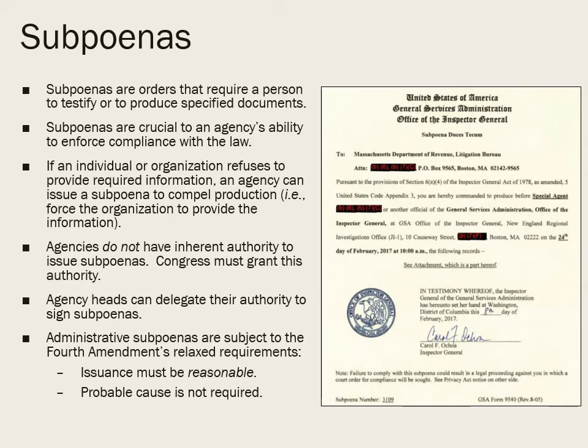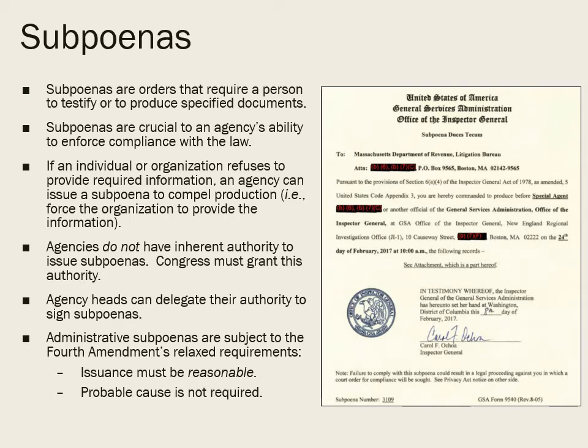You can see here the GSA's Office of Inspector General issuing a subpoena for specific documents. Subpoenas are crucial to an agency's ability to enforce compliance with laws and regulations. If an individual or an organization refuses to provide required information, an agency can issue a subpoena to compel production. So that is, they can force the organization to provide that information.